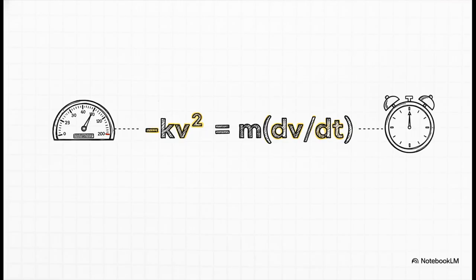Now this is what we call a differential equation. But don't let that big name scare you off. All it really means is that it connects a variable, in this case velocity, to how fast it's changing. And to get our answer for time, we're going to have to use a little calculus.